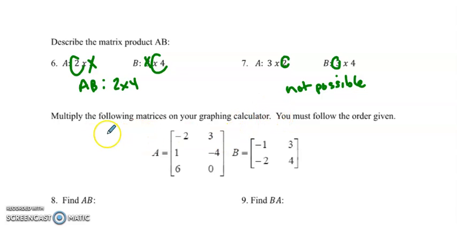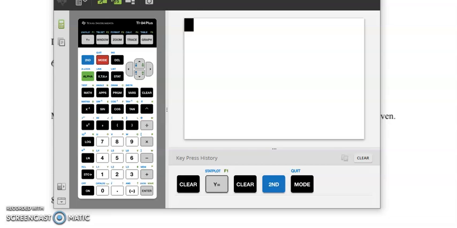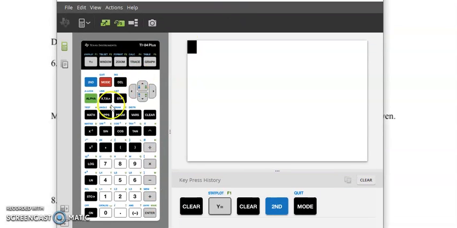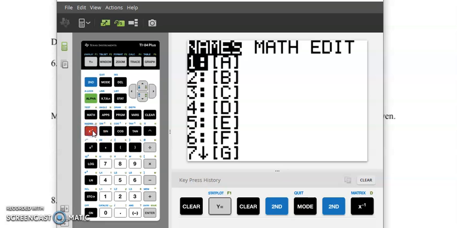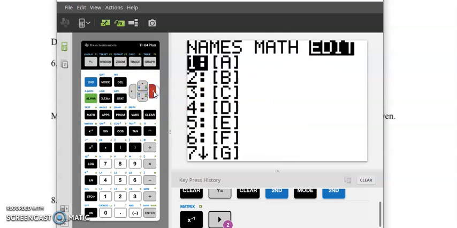All right, so let's do multiplication of matrices on the calculator. And we must follow the order given because matrix multiplication is not commutative, meaning AB will not be the same thing as BA. First thing you need to do is learn how to put a matrix in your calculator. So here is a TI-84. Do you see this blue here that says matrix that's on the inverse button? You're going to go to second matrix, and then scroll over to edit, and then we're going to edit matrix A.